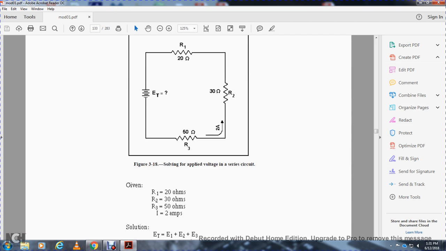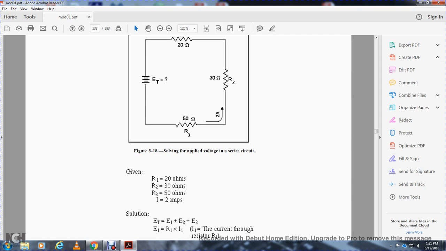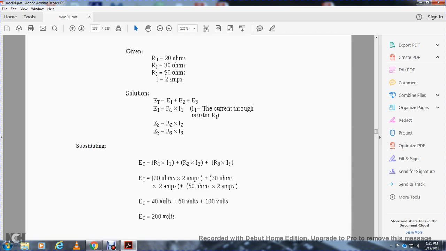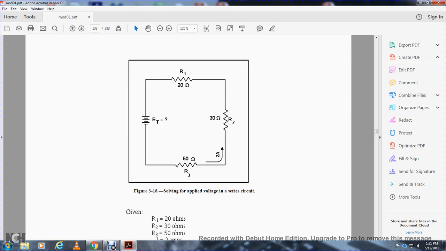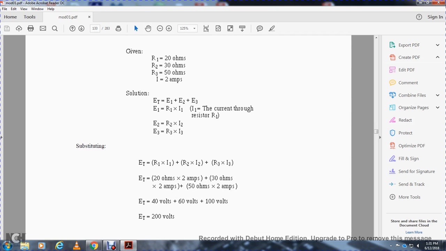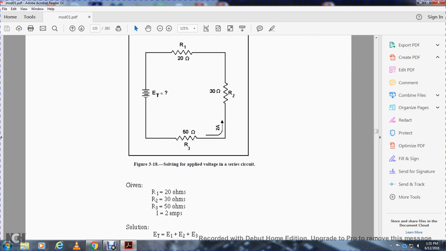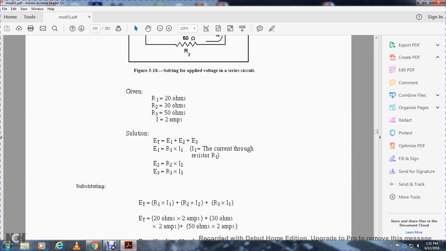So resistor 1 plus resistor 2 is equal to 30 or 50 ohms, with current equal to 2 amps, like I said. Then your voltage is equal to E1 plus E2. 20 ohms, 20 ohms, voltage, or 2 amps. Alright, we'll just go through the solution.